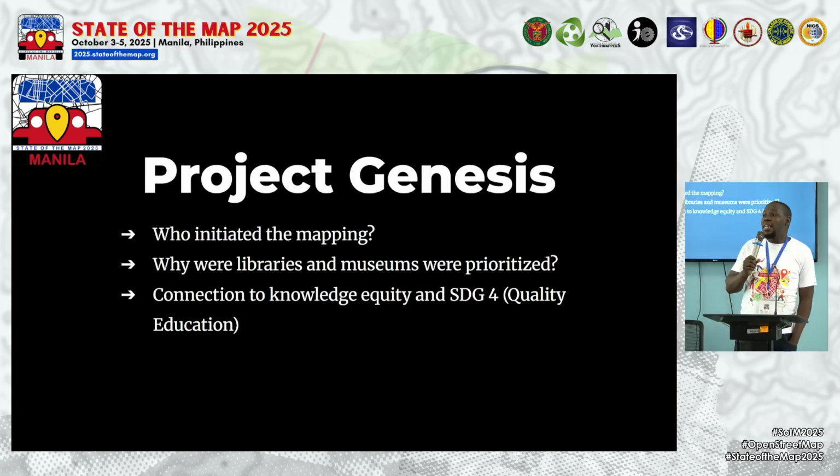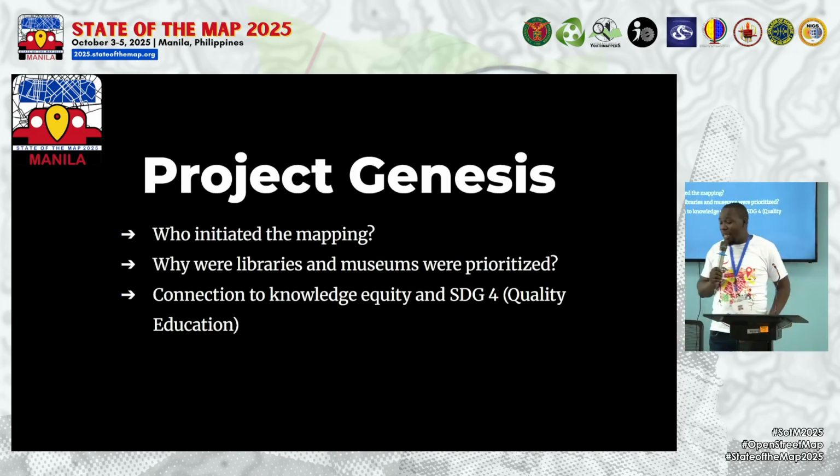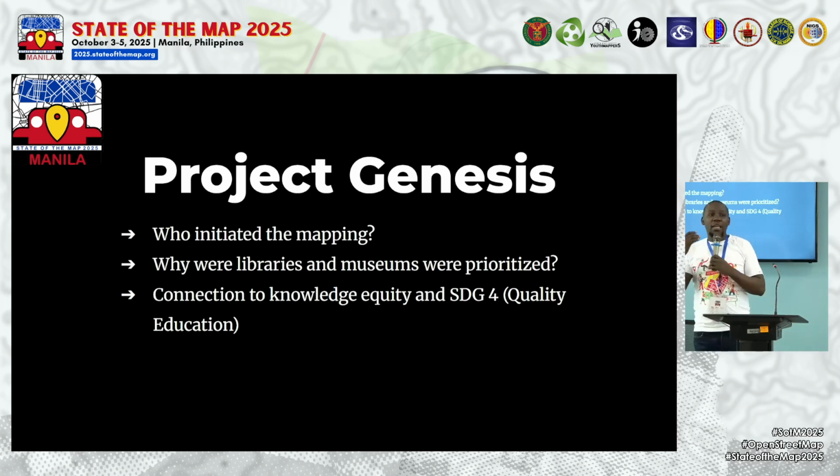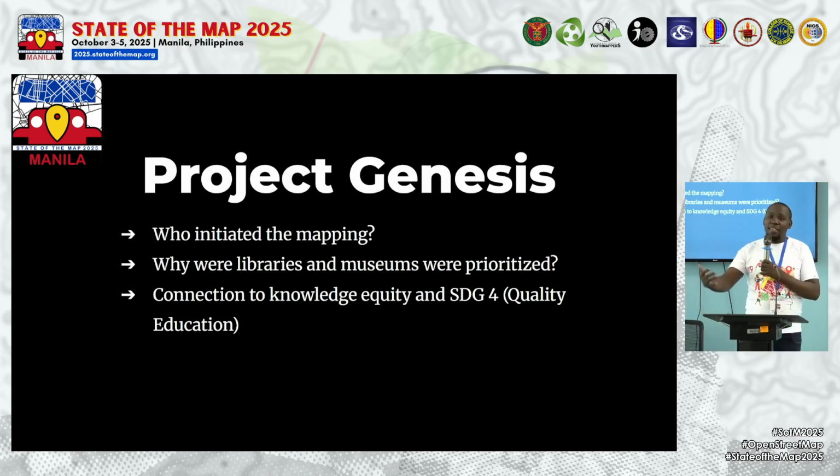So why were libraries and museums prioritized? Because we realized these are custodians of knowledge and of the preservation of cultures and heritage. We wanted to make their work visible and probably boost them. We were able to share this information to show people that in your area there is a library. If you need a book, you don't need to come to town. You can find that book in your nearest library, or find this kind of artifact within your closest museum.